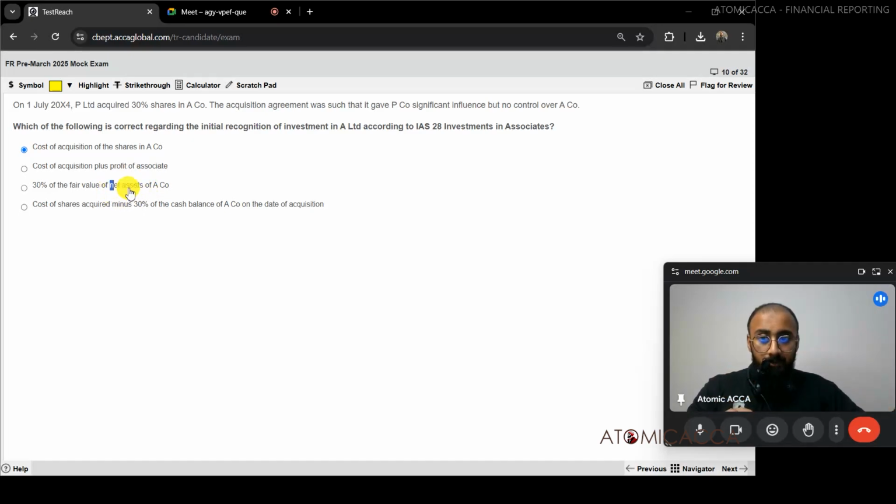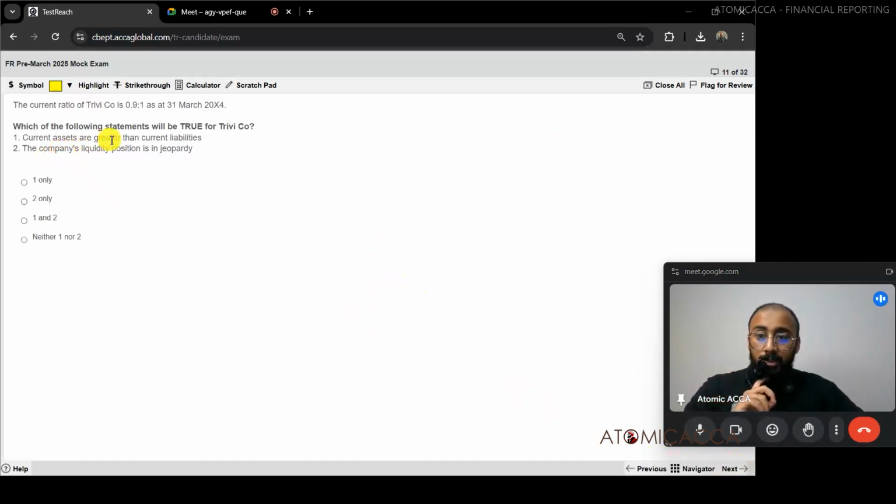30% of the fair value of net assets of A company, that is wrong. We don't take the net assets or the equity figure of the associate company and consolidate it, so that's out. Cost of shares acquired minus 30% of the cash balance of A company on the date of acquisition. There's nothing as such, because no cash balance, assets or liabilities are consolidated for an associate. So B, C, D are wrong. Option A is your answer. You have to take only the purchase price of the acquisition and load it up as your initial investment. So that's done.